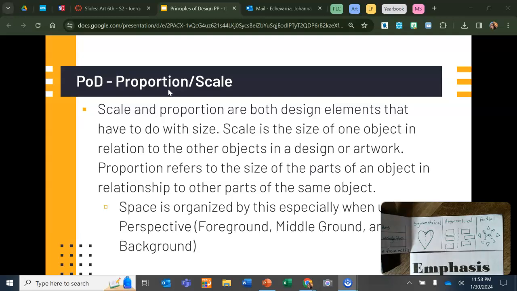If you drew a picture of a house and a person, that deals with scale, because you would make the person smaller than the house, because you know that houses are bigger than people. Versus proportion, if you were drawing someone's face, you would draw their nose or their lips or their eyes in proportion with the rest of their face. Space is organized by this, especially when used in perspective, so foreground, middle ground, and background.